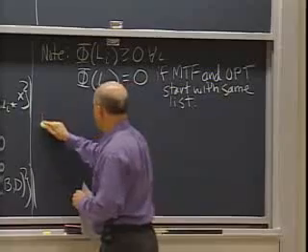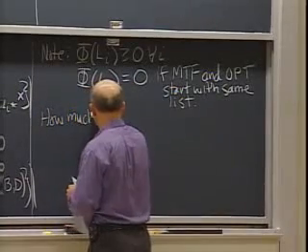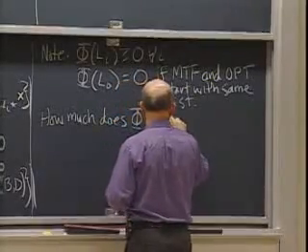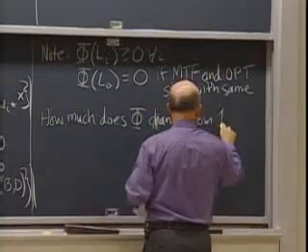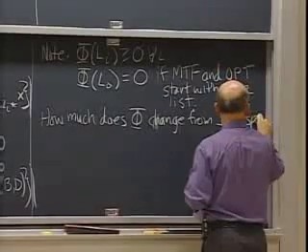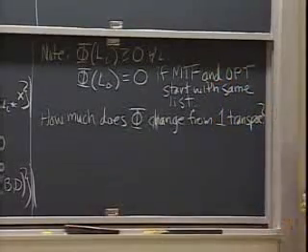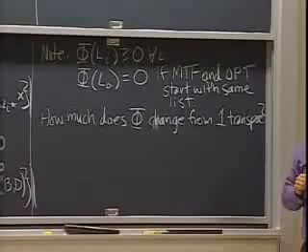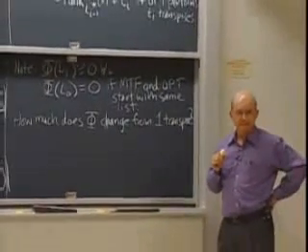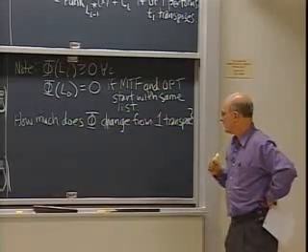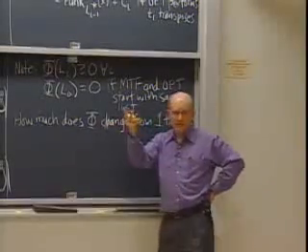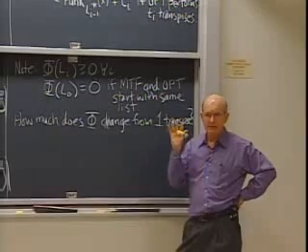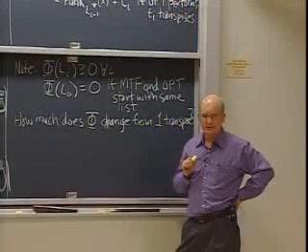So let's first also make another observation. How much does phi change from one transpose? So basically, that's asking, if you do a transpose, what happens to the number of inversions? What's going to happen to phi when a transpose is done? What's going to happen to the number of inversions?